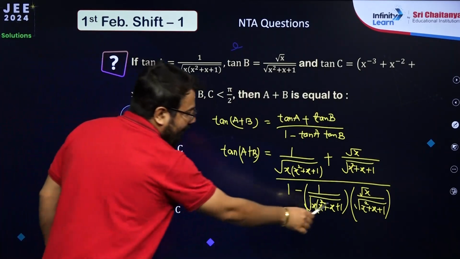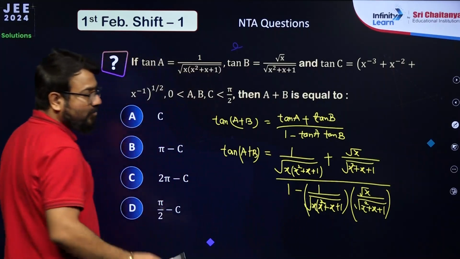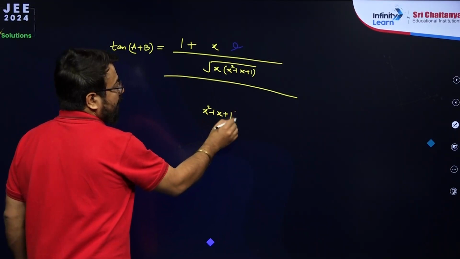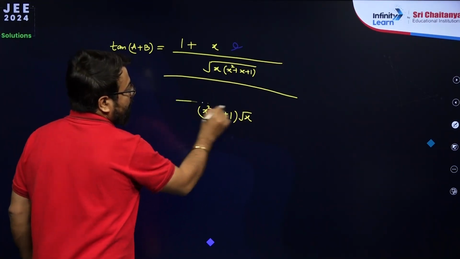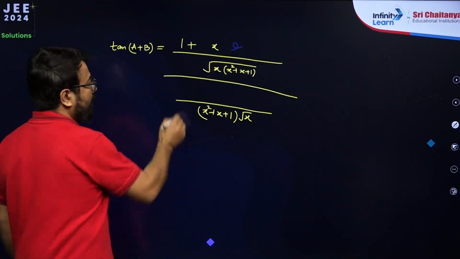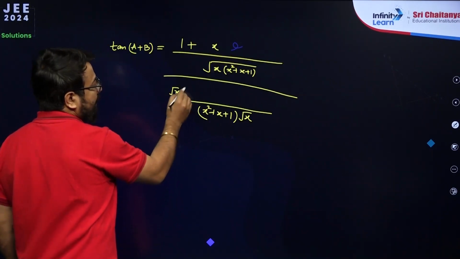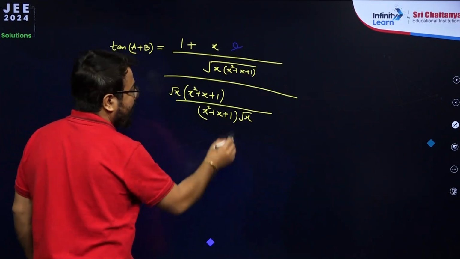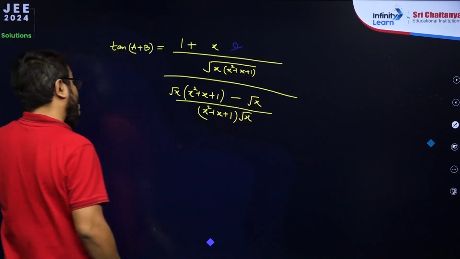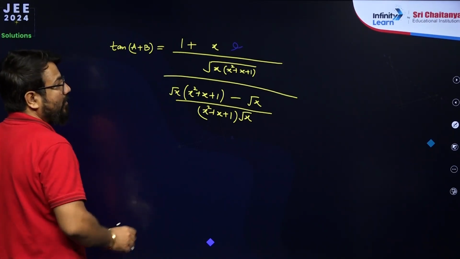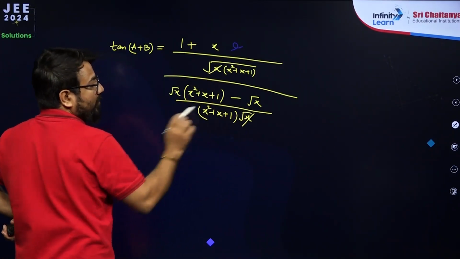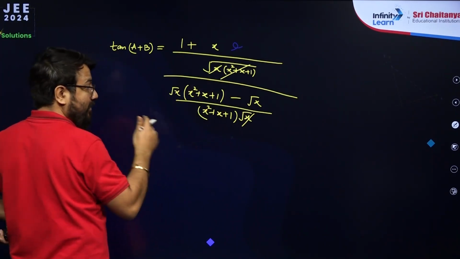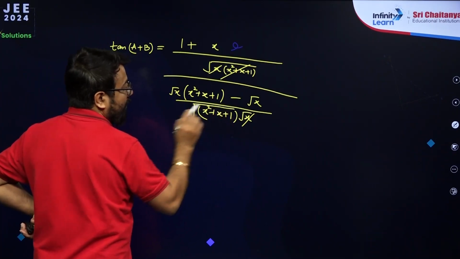In the denominator, if I take the product, it will be x square plus x plus 1 into x square plus x plus 1 into root x. Okay, this is the denominator part. Here it is root x times x square plus x plus 1, and here it is minus of root x. So my dear students, what can I think about? Root x is getting cancelled with root x, and here if I cancel this square root of x square plus x plus 1, I will be able to get square root over here.